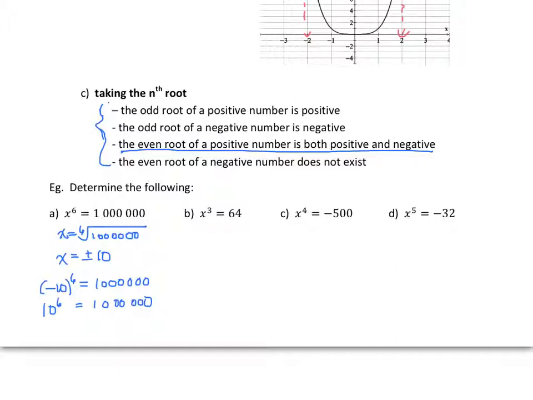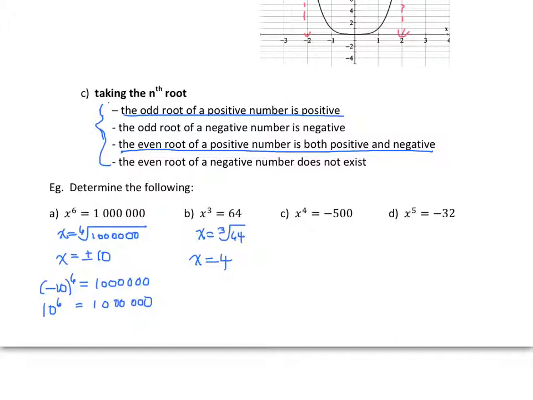Whereas if we're taking the cube root of 64 in the next one, we are taking an odd root of a positive number, so the answer will be positive. The answer will be positive 4. Again, you can use your calculator to find the cube root if you have trouble doing it mentally.